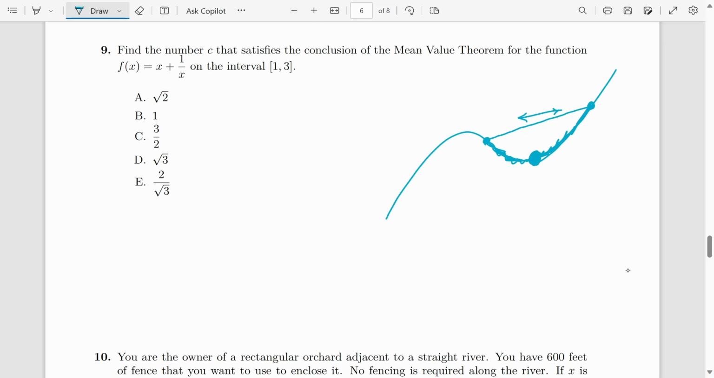So when you take its derivative at that point, it looks like its slope will kind of go like that, which is the same slope as the original line there. They're parallel. So that's what the mean value theorem states.